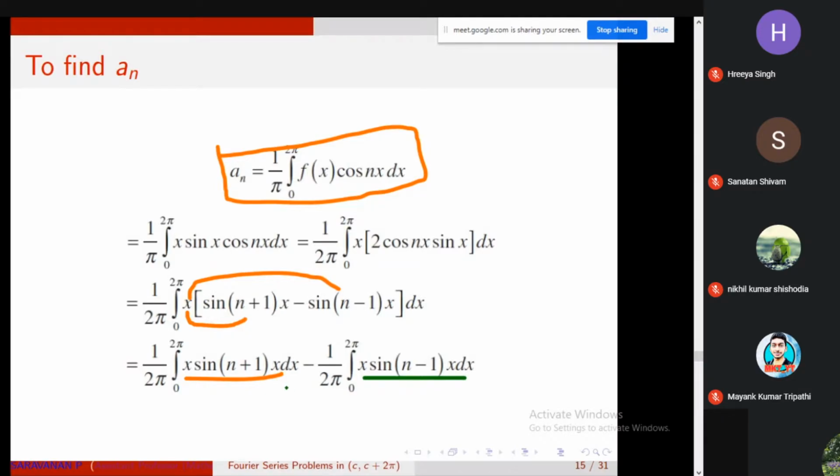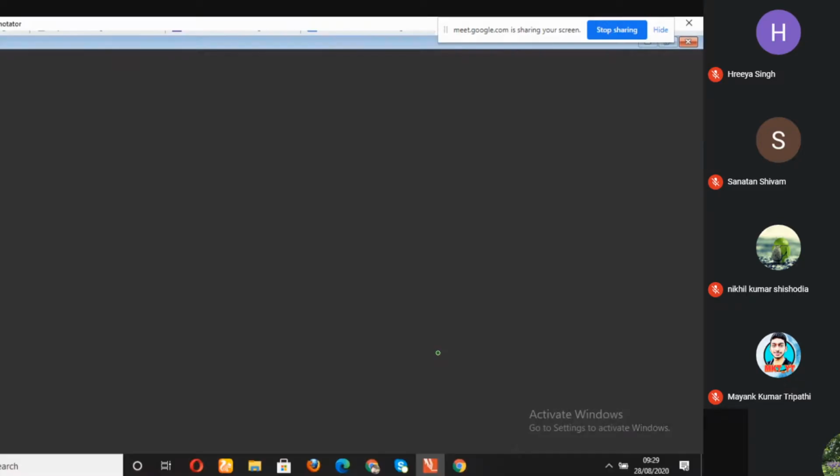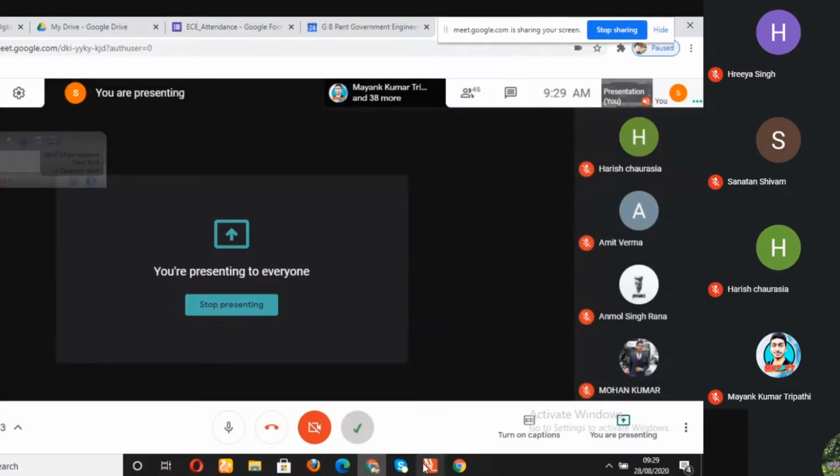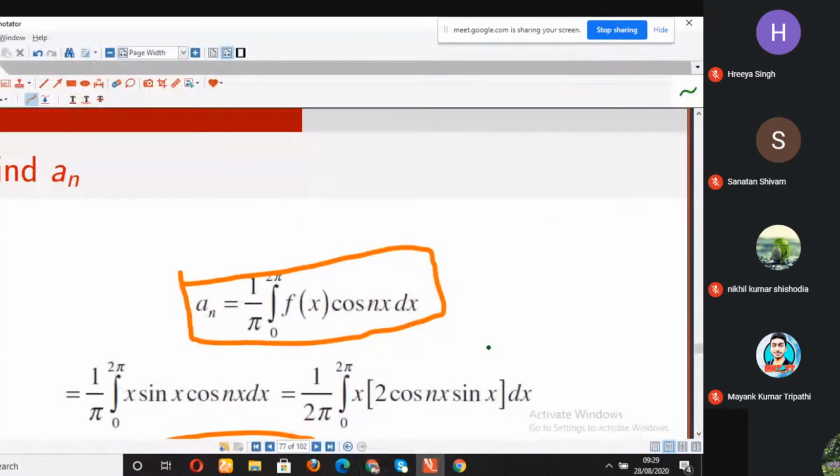You can note that the limits are one and the same in this integral as well as the other integral. The upper limit and lower limit are the same, 0 to 2 pi. The function is also in the same form, something like x into sin. Here we have got n plus 1 and here we have got n minus 1. That is the only difference.